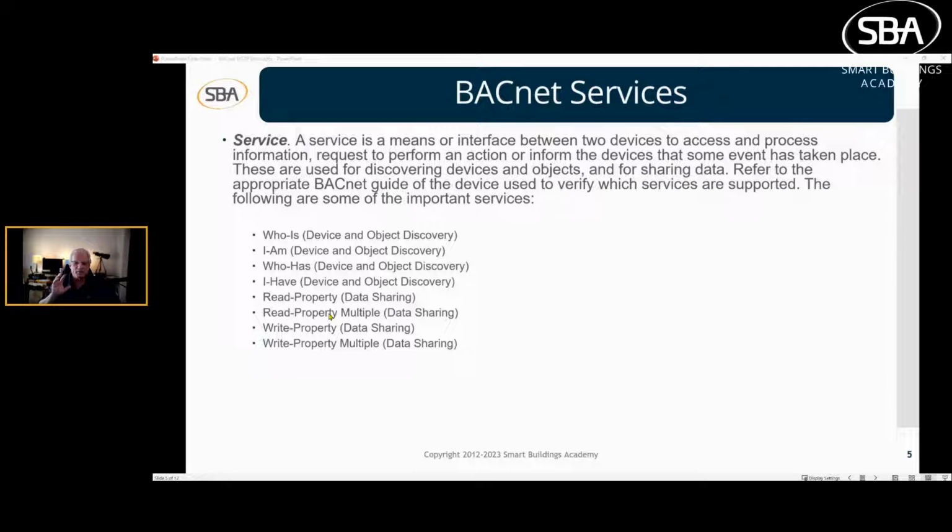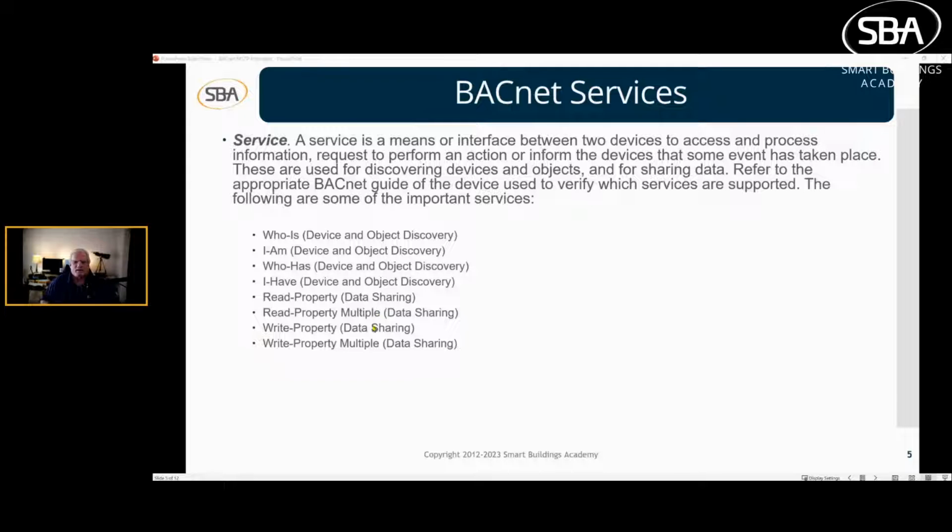So it's a single query that's sent out and a single answer sent back. The read property multiple is another data sharing model. What the read property multiple does is it sends out a single broadcast, but it goes to many controllers to collect many bits of information. So all the other controllers who have that information that's being sought will answer back. That's what read property multiple does.